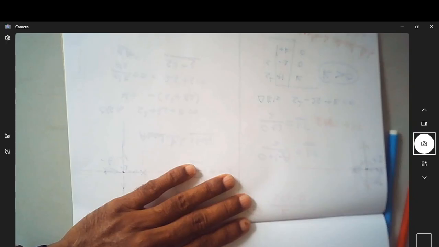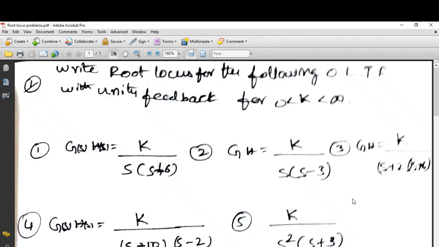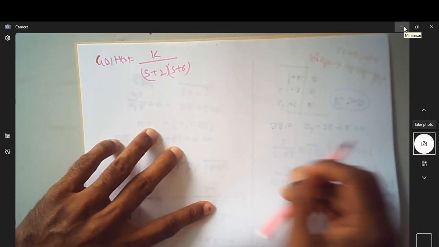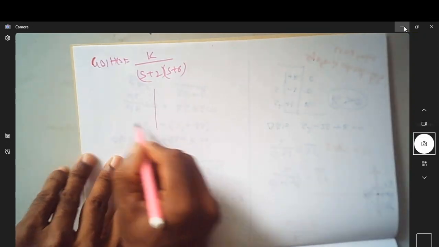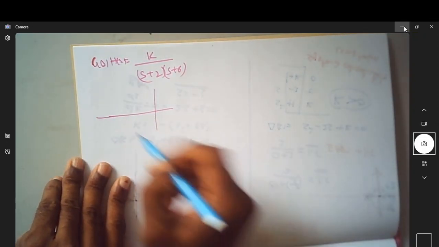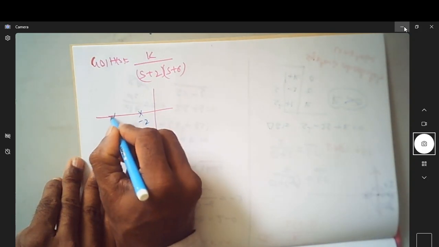And let us see the next problem. So the next problem is G(s)H(s) equal to K by (s plus 2)(s plus 6). Now you can see this is the transfer function. Again, the number of asymptotes is 2. You can write this is my transfer function on the S plane. This is one pole at minus 2, one at minus 6.